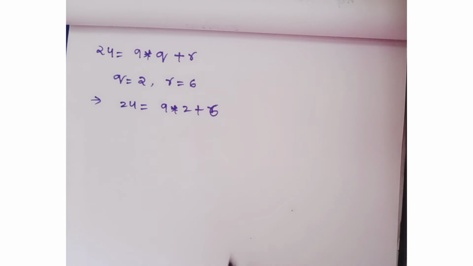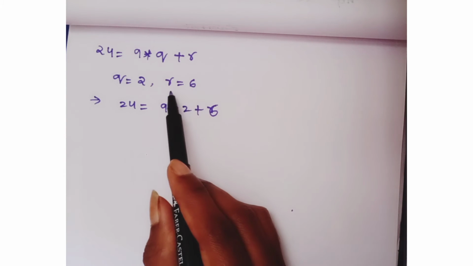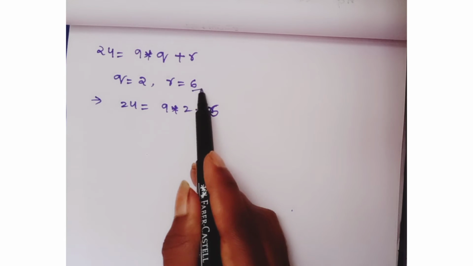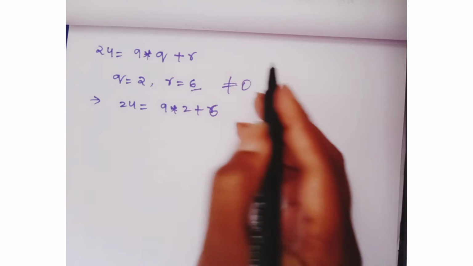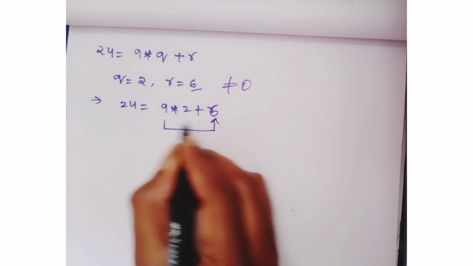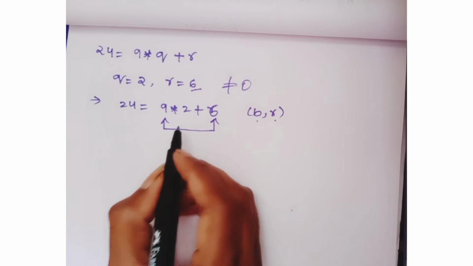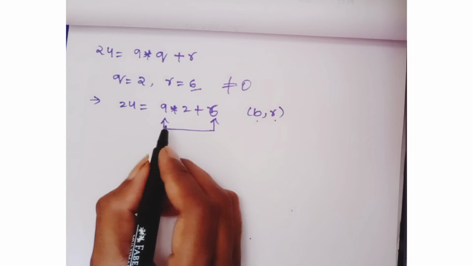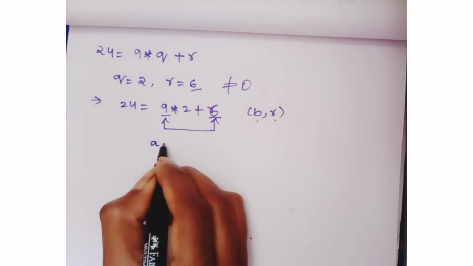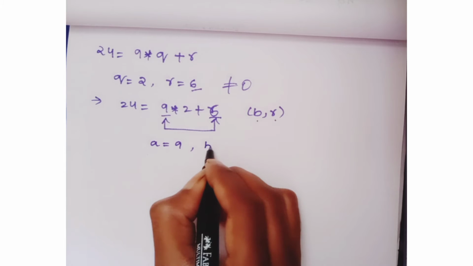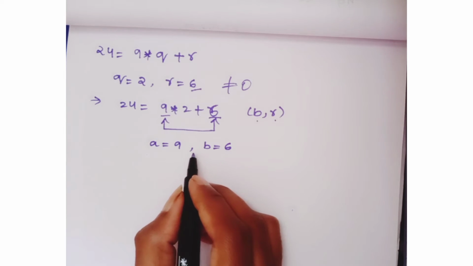So here after replacing Q and R values, you need to check the value of R. So here the value of R is 6, which is not equal to 0. So we need to repeat again the process for 9 and 6. That is, whatever it is present in the place of B and R, you need to apply again. So apply the division algorithm for 9 and 6. So when we choose A as 9 and B as 6, apply division algorithm again for 9 and 6.